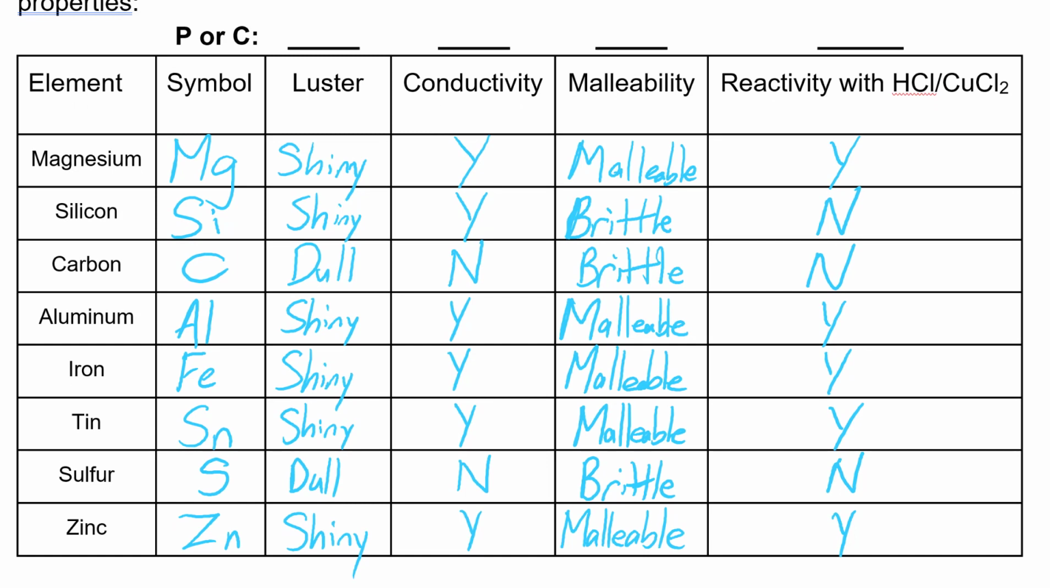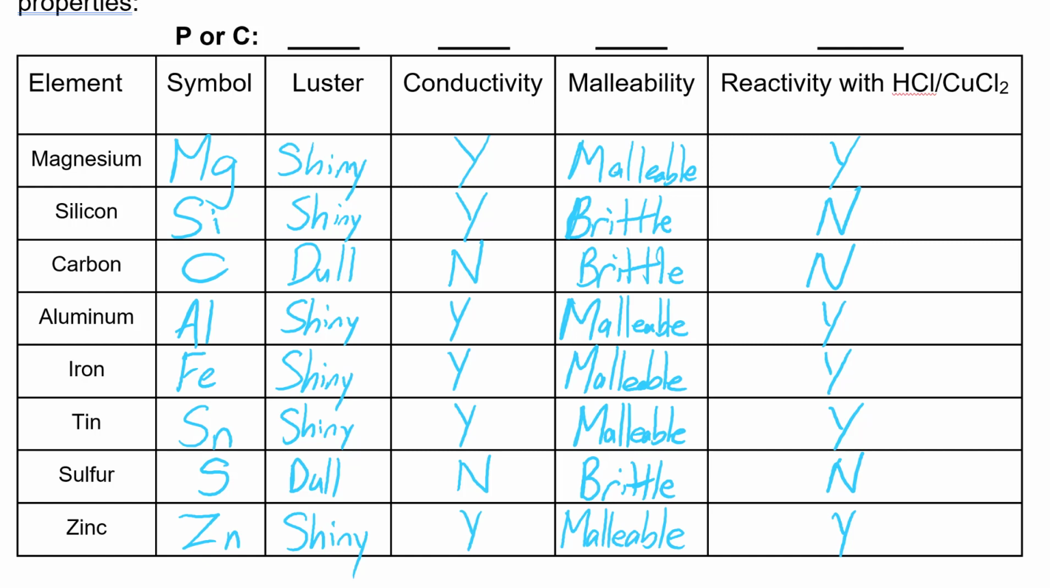When you did this lab, you got 8 elements, and then you wrote the symbols down. As you can see here, it says symbol. And then we tested each of the substances for its luster, whether it was shiny or dull.